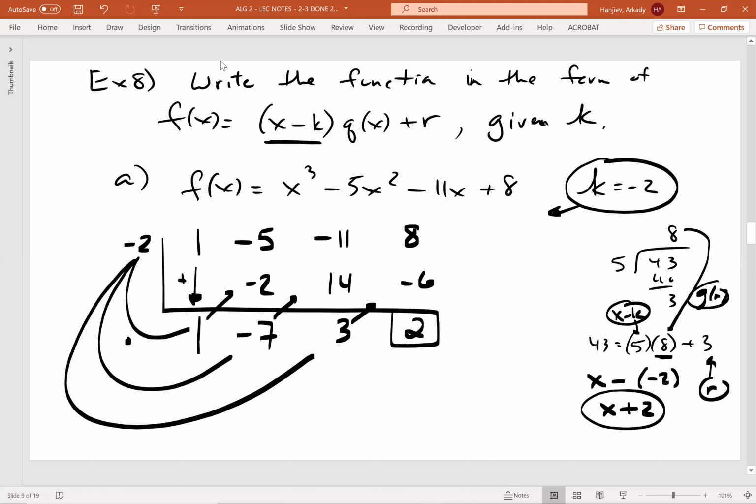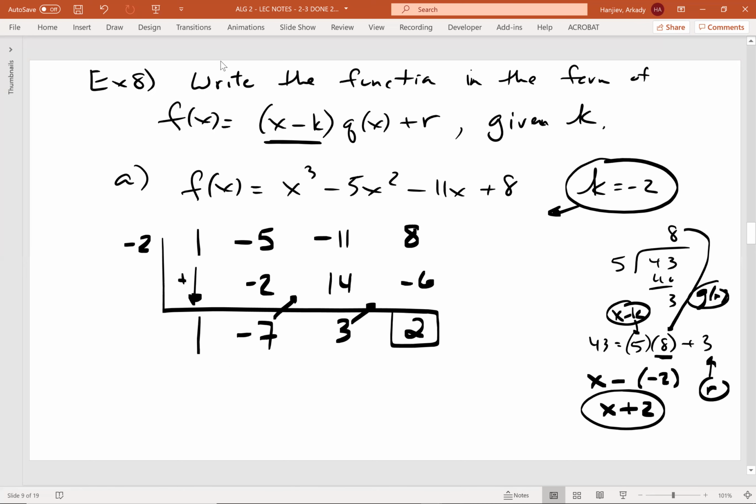Okay, let me erase all of this. Boom. Okay, so now my leftovers. Here's my leftovers. This is my constant term, this is my x term, this is my x squared term, true? Sweet, okay, so I got x squared minus 7x plus 3.